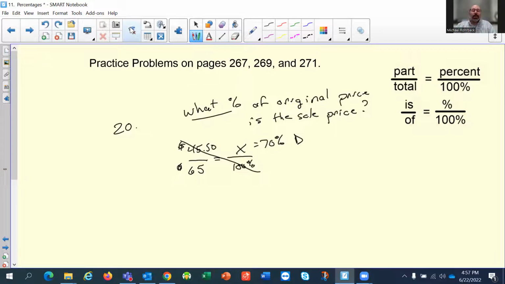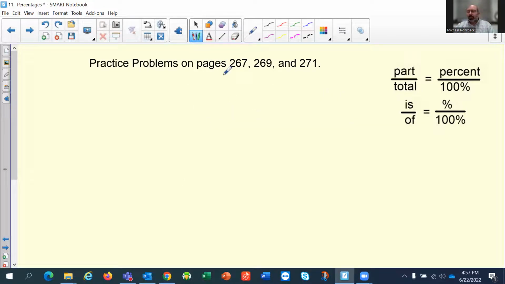Okay, so that takes care of that page. Cool. And again, this is good to have in your notes. Part over total, percent over 100, is over of, percent over 100. Make sure you have that down. That's called the percentage proportion, I believe. Doesn't matter what it's called, it matters you know how to do it. Okay, now the next section, 3.2, they have this whole solving for base, solving for, like, trust me, you don't want to try that. You want to use the percent proportion.